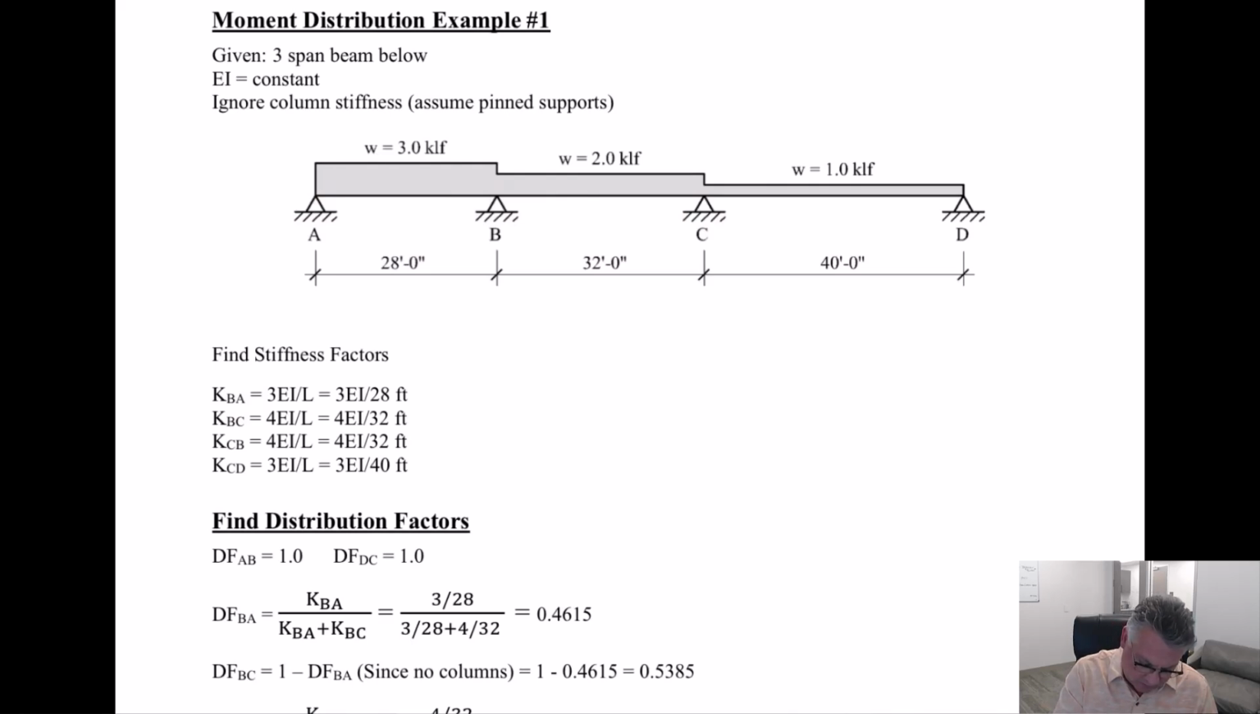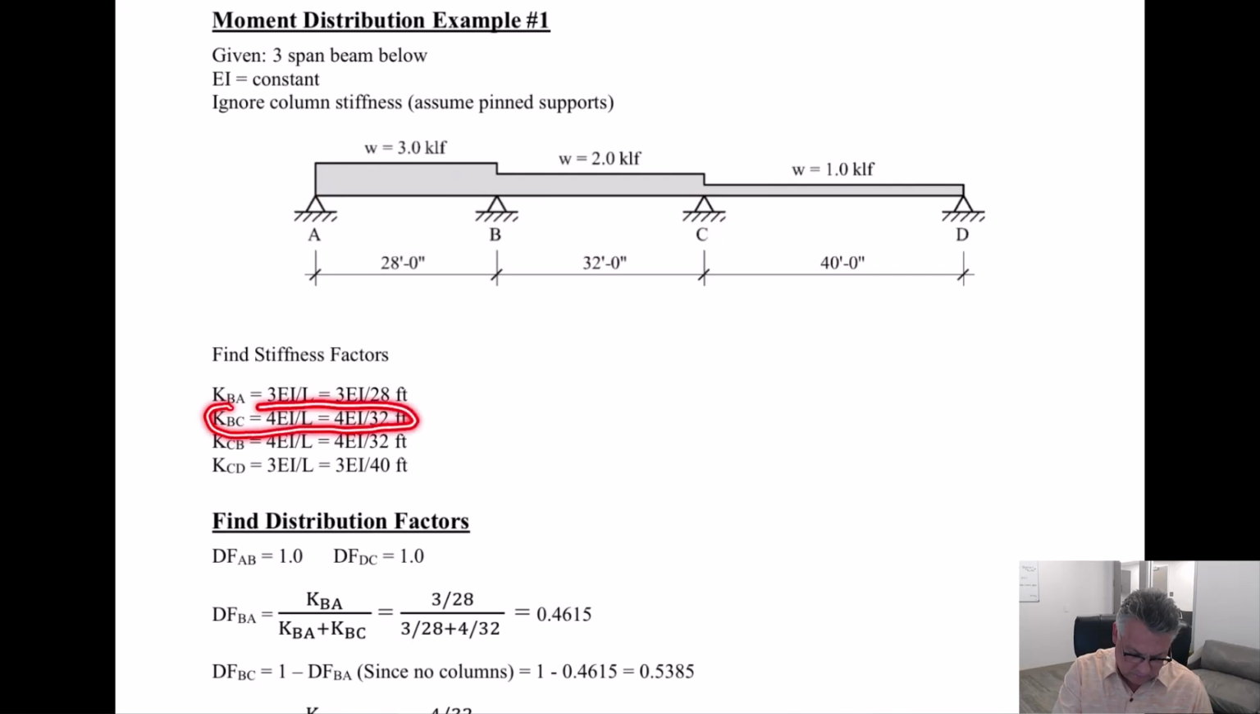So in that case, KAB is 3EI over L. EI is constant, so I'll just leave it in there, but it's going to drop out in the wash pretty soon. L is 28, so we have 3 over 28. That is standing at B, looking at A.